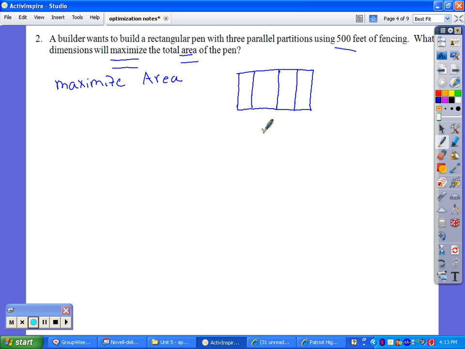Now, if we think about this, we can call variables. So if we call this my lengths of this side, x's, so those are my partitions. And then we can just call all this length y.